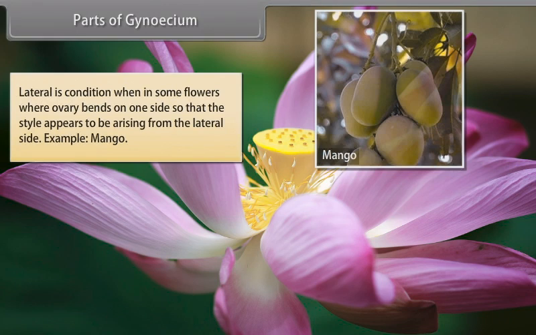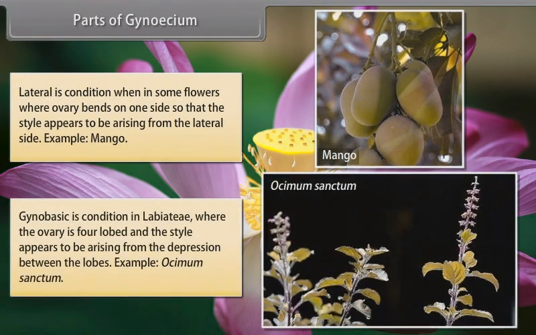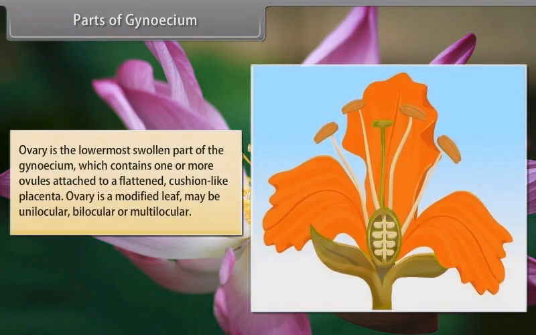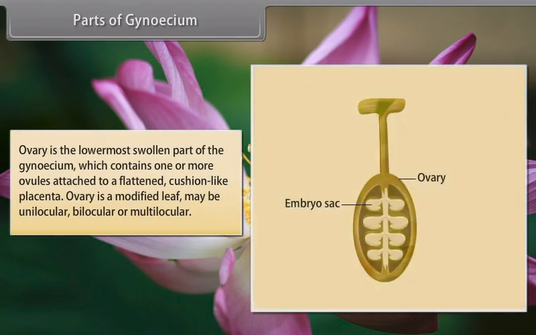Example: mango. Gynobasic is the condition in labiate where the ovary is four-lobed and the style appears to be arising from the depression between the lobes. Example: Ocimum sanctum. Ovary is the lowermost swollen part of the gynoecium, which contains one or more ovules attached to a flattened, cushion-like placenta. Ovary is a modified leaf, may be unilocular, bilocular, or multilocular.